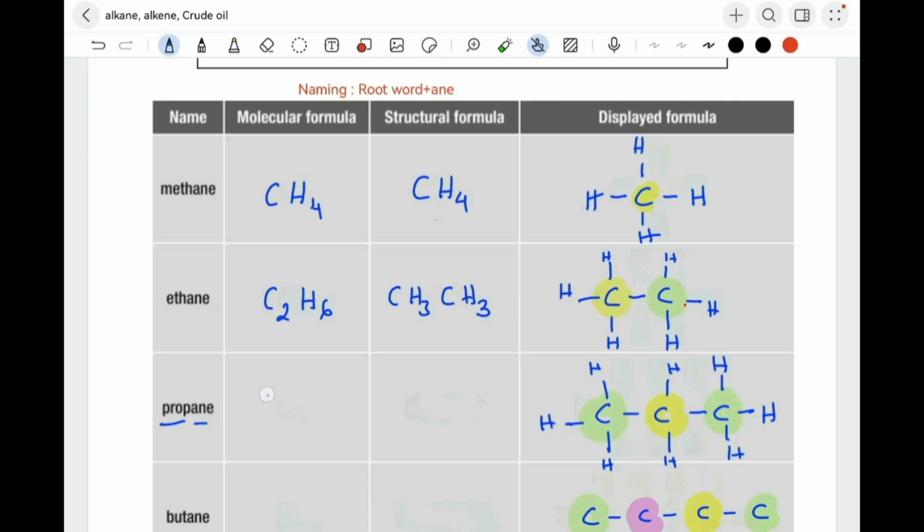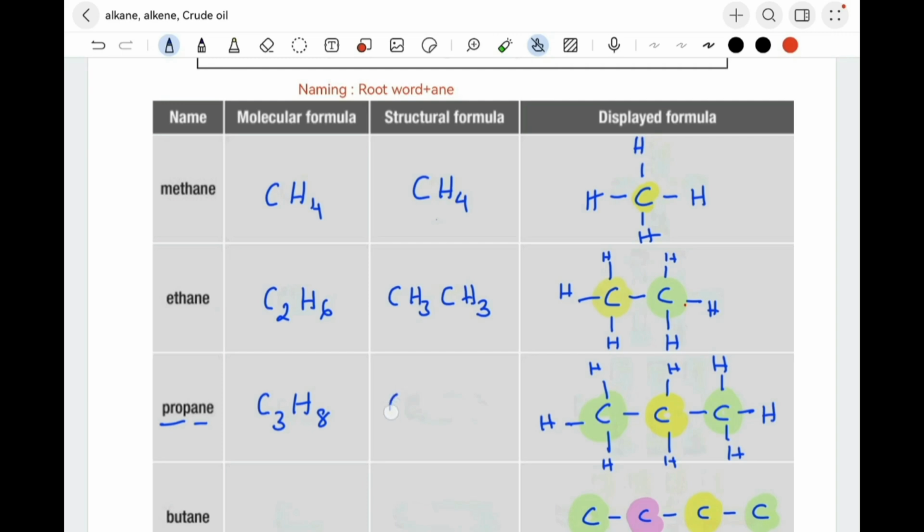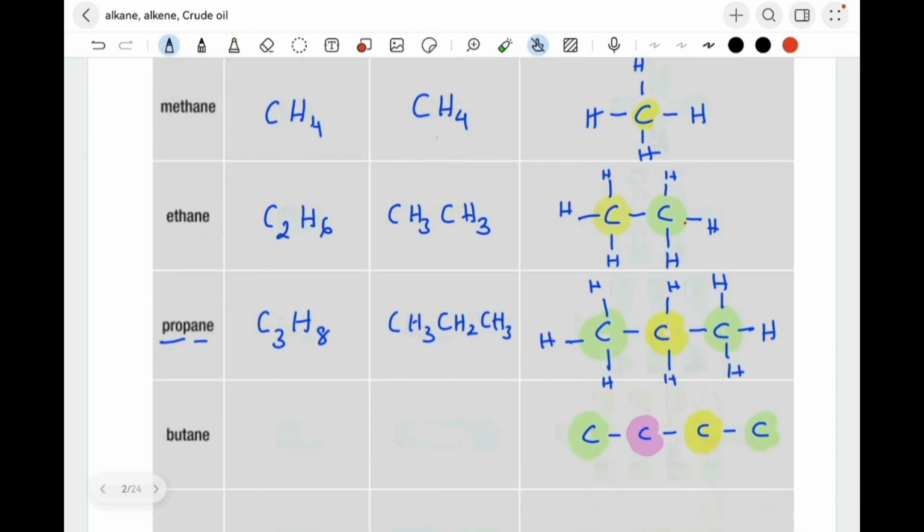Count the number of carbons and write the molecular formula: C3H8. And when we are doing the structural formula, make sure to take it part by part. So CH3, CH2, CH3 is the structural formula of propane.